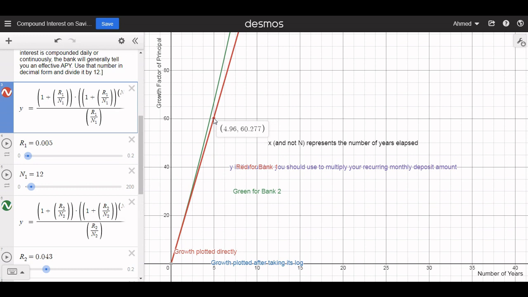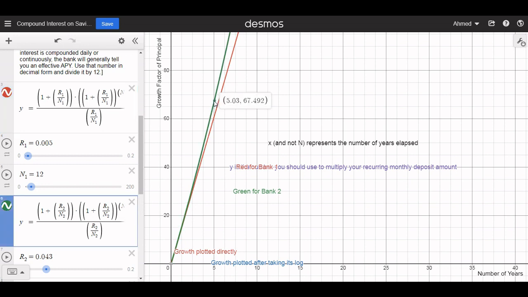Now with the other bank, which is giving you the 4.3% interest rate, you do the same thing. You go over at 5 years and you click and you get a multiplication factor of 67.49. Well, okay, not bad. The multiplication factor is greater, from about 61 to 67. So you can tell that the money in the second account, which is the green bank here, is going to grow much more rapidly.